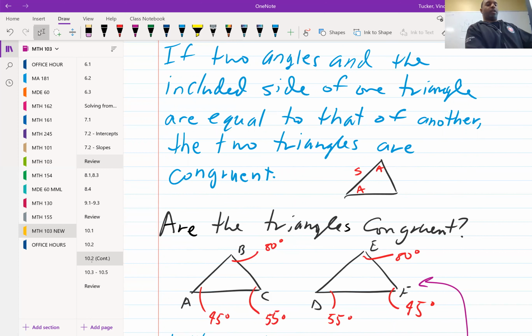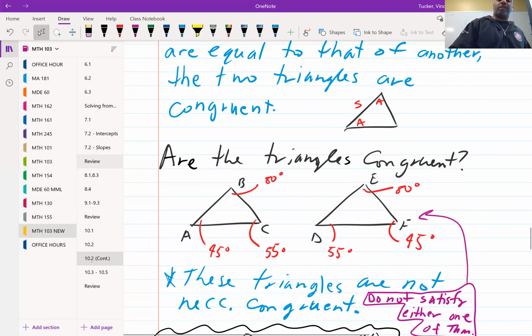All right, so we could ask you, are the two triangles congruent? Remember, in order to establish congruency, it has to fall in line with one of those three theorems. So here we have two triangles and we know all three angles of the two triangles, and all three angles are equal. They're 45 degrees, 55 degrees, and 80 degrees. So the question is, are they congruent?